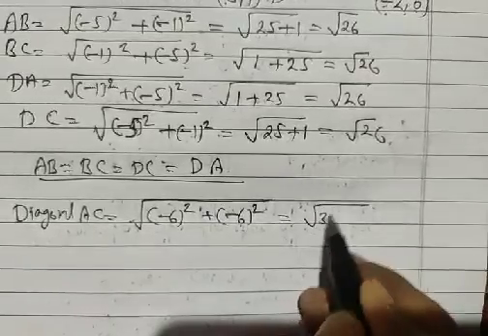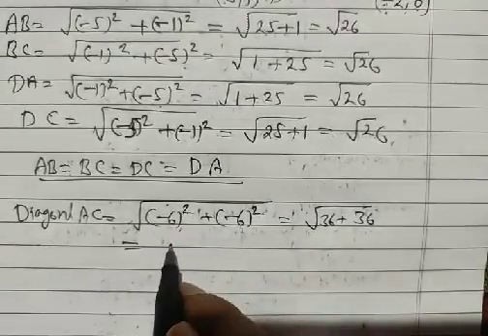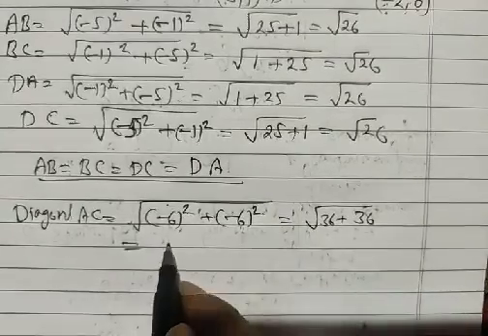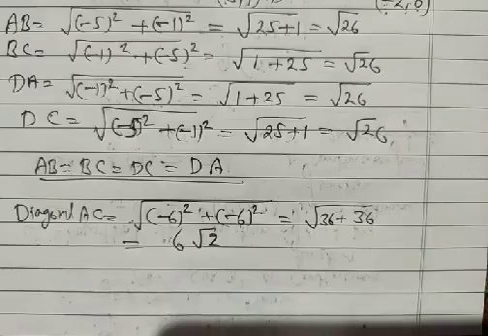Here we get 36 plus 36. After solving it we get 2 into 36, and after solving we get 6 root 2.